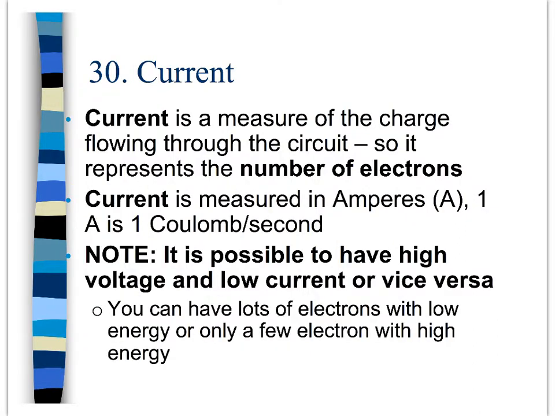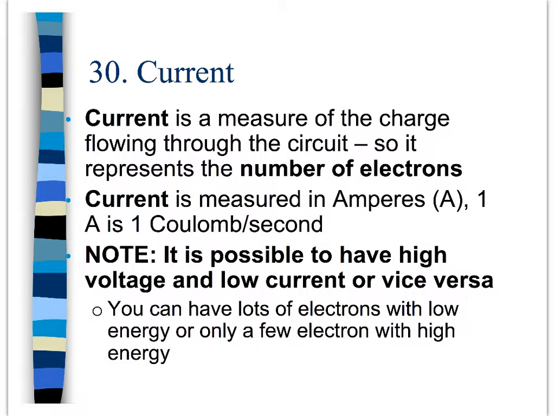The next quantity we need to talk about is current. So current is the measure of the charge flowing through the circuit. It represents the number of electrons. What it actually is is the charge per second, the number of coulombs per second, but it does represent how many electrons we would have going through our circuit at any given time. It's measured in units of amperes, which is just a capital A, but 1 ampere is equivalent to 1 coulomb per second.